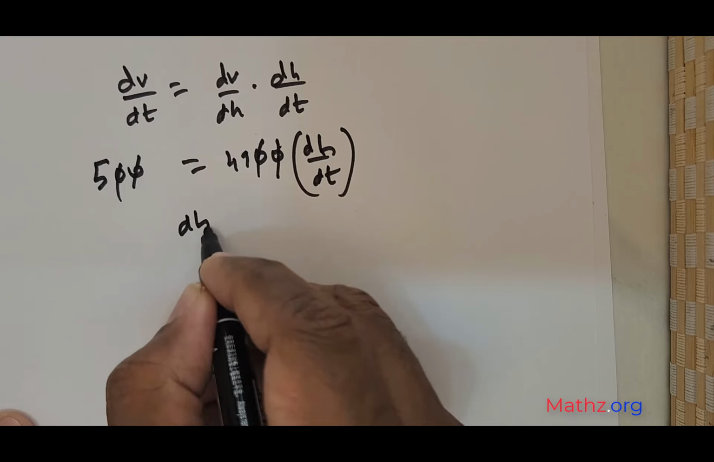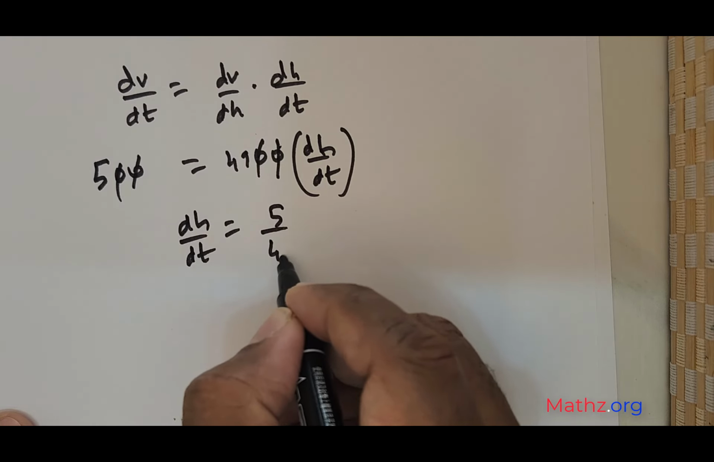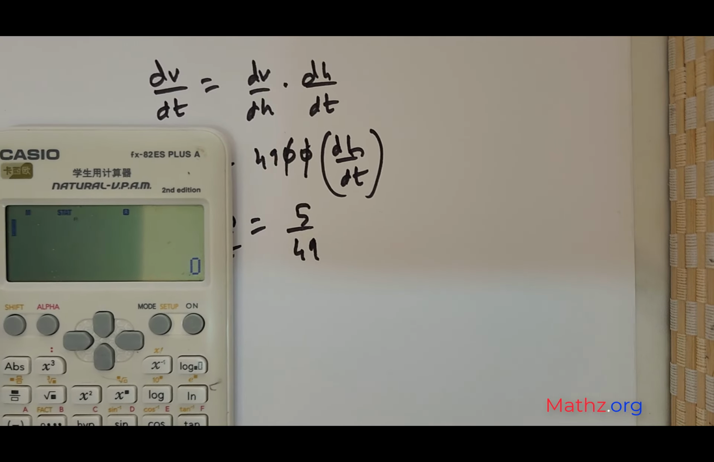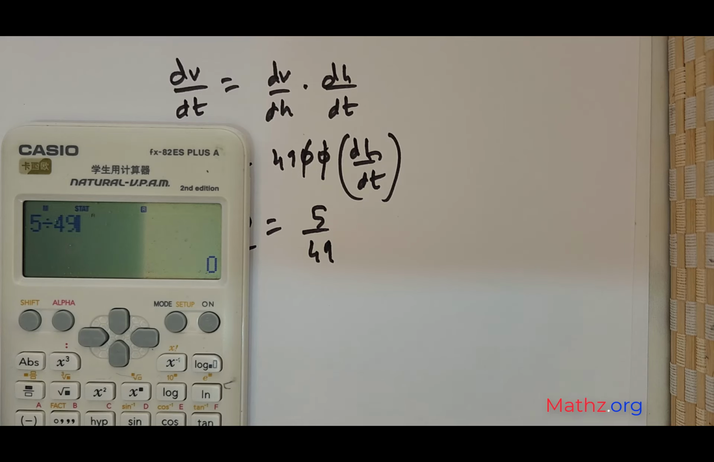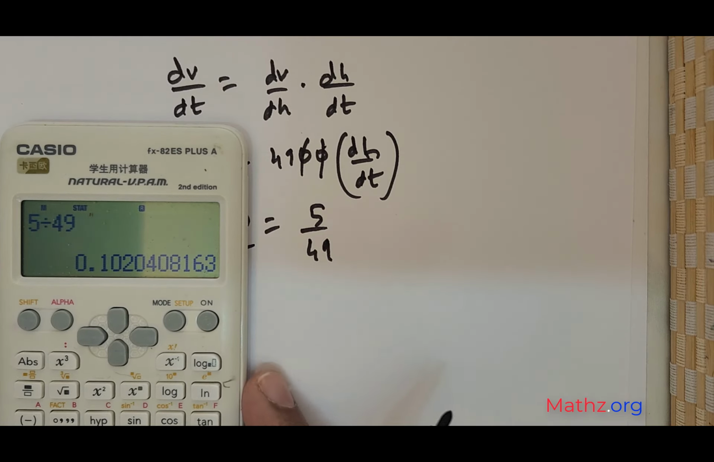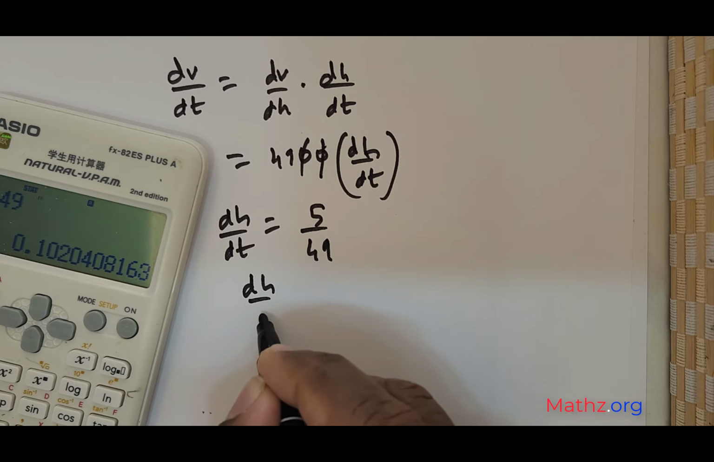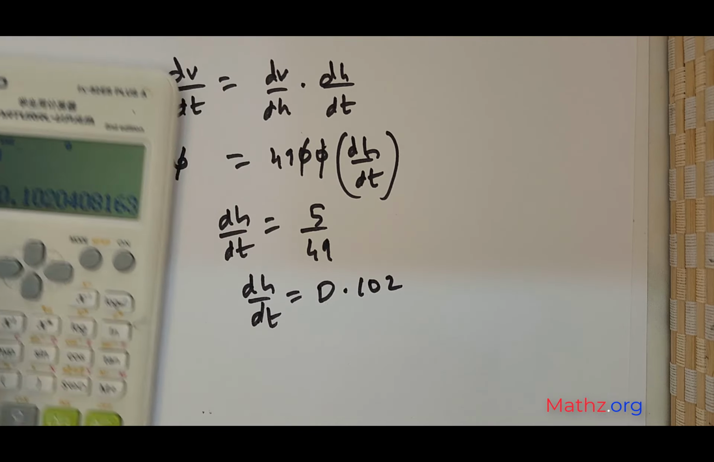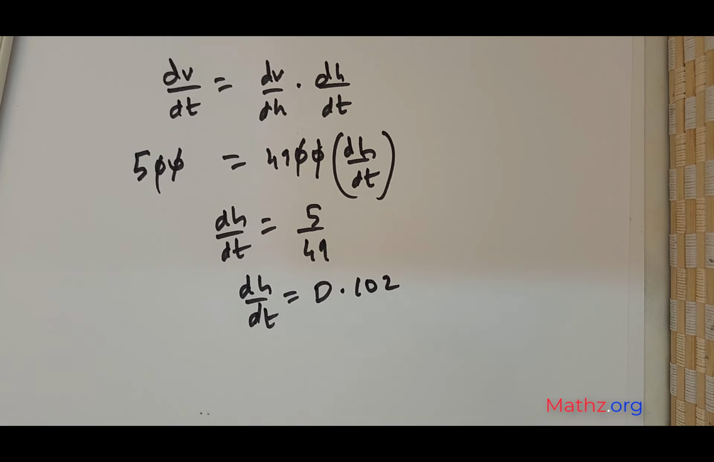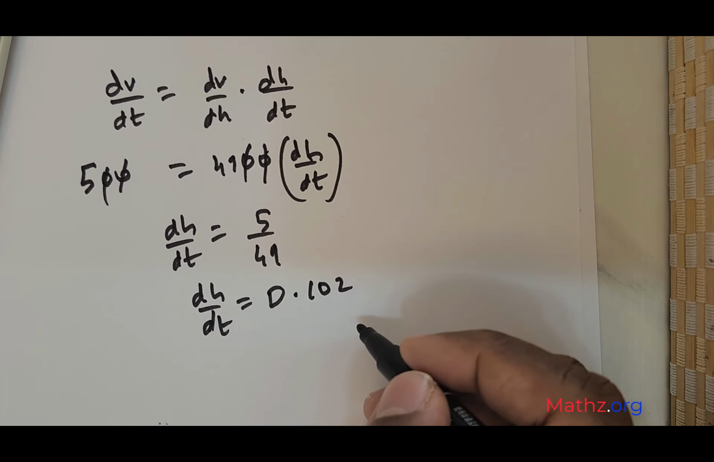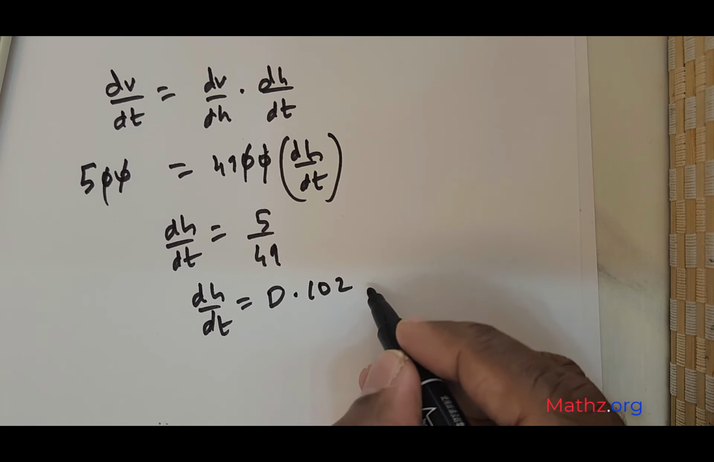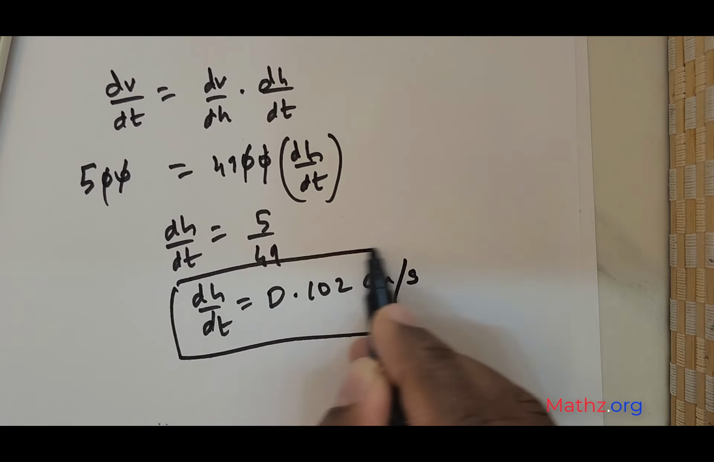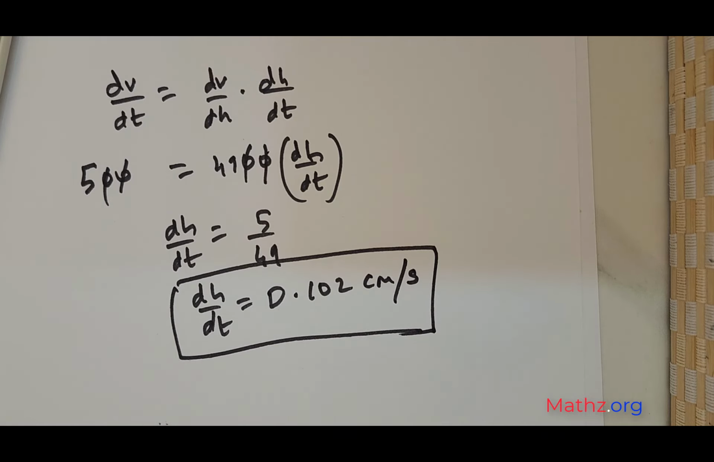And from here dh over dt is 5 divided by 49. Now find out what happens when you divide 5 by 49. What do you get? You get 0.102. So dh over dt is 0.102. Okay, now that is actually the rate at which h is changing. So what we need to do is add the unit. So that is the solution for this first part of the problem.